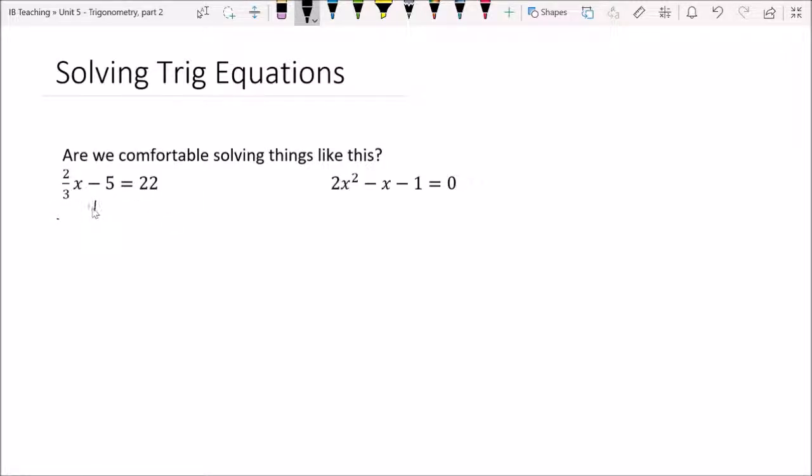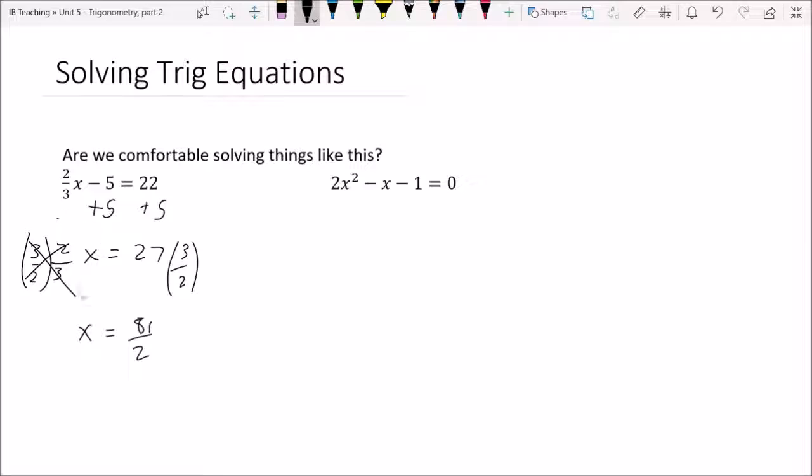You'd probably remember that you could do things like add 5 on both sides, so you get a 27 on the right. On the left, we'd still have 2/3 x, and then you'd probably remember that we can multiply by the reciprocal of that fraction. So 3/2 on both sides, and then the 2's cancel and the 3's cancel, and we get 81 over 2. We're just going to leave it like that. Okay, so that was just basic algebra steps.